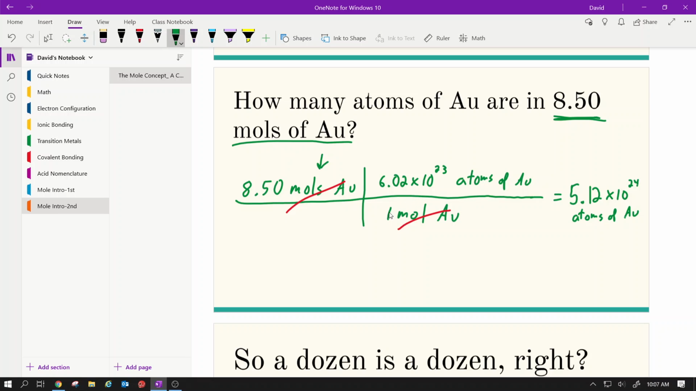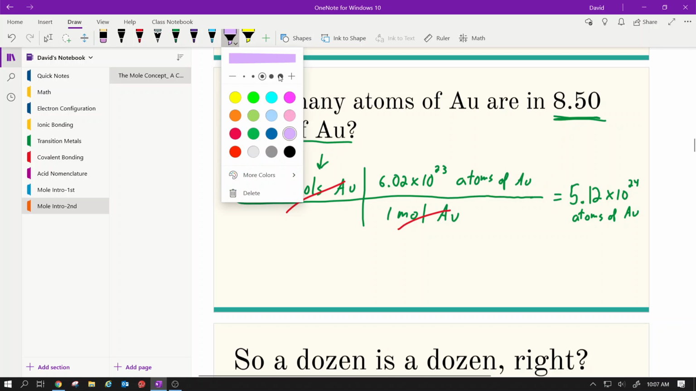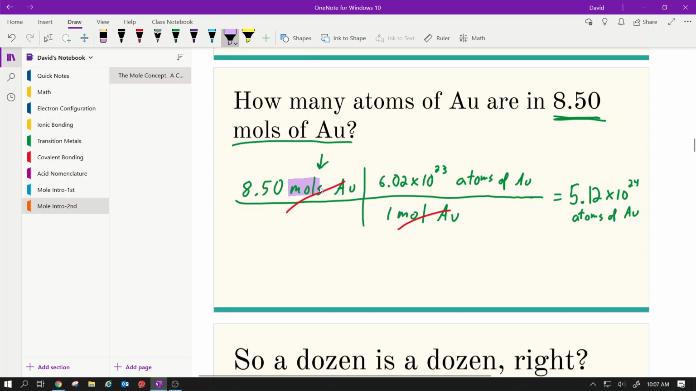The way that I know when to multiply and when to divide is I look at what I was given. In this case, that was moles. And since I want to get rid of that, I need to put it in the denominator, on the opposite side so that it will reduce away. So that's how I know which one goes on top and which one goes on bottom. I look at my units. That's an excellent question.